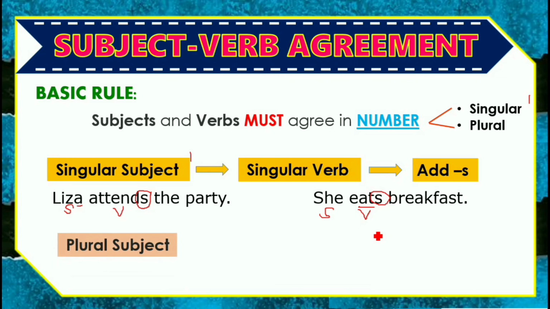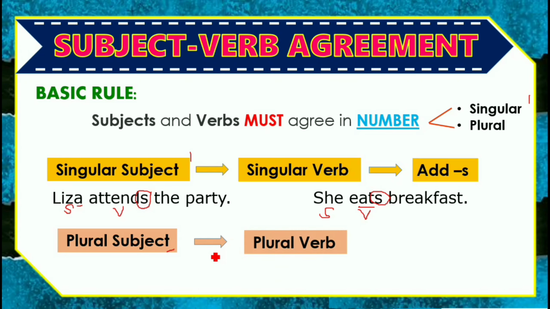On the contrary, if we have a plural subject, that means that we are talking about more than one. It should have a plural verb. We use the base form of the verb. What do you mean by base form? That simply means that we don't add anything to our verb. We don't need to add s, d, or ed, or any.